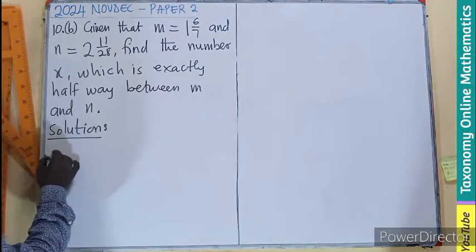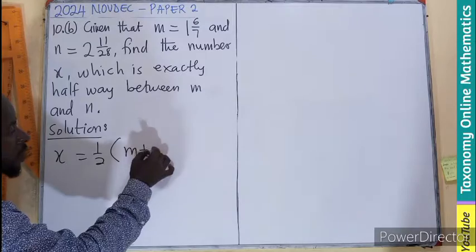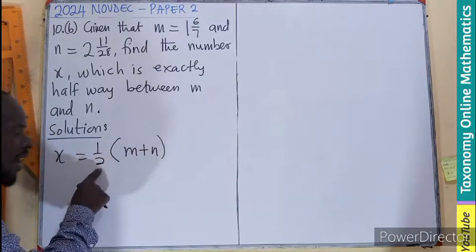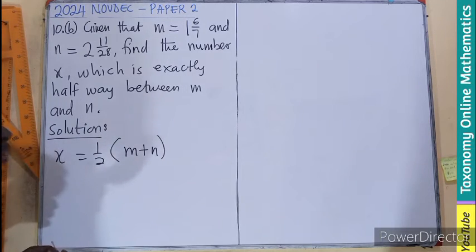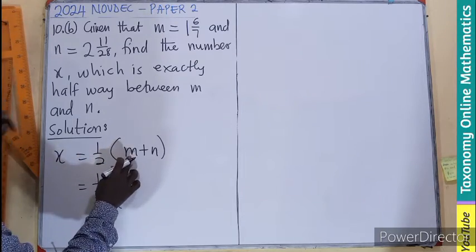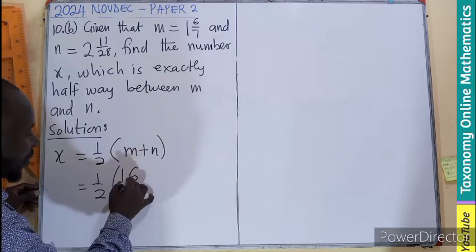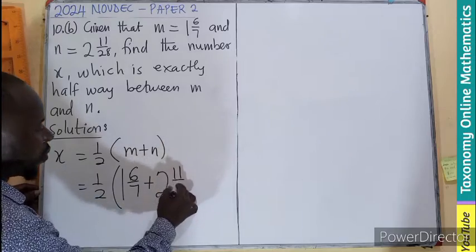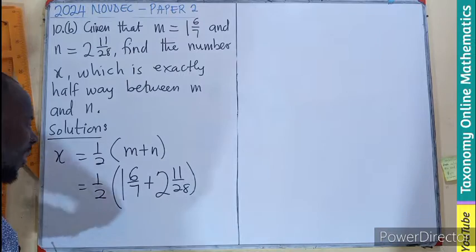Or I can say that x is equal to halfway of m plus n. Halfway of that, if I add the two divided by 2, will give me the same as half times their sum. So this will just be half of m, which is, let me repeat, the one whole number 6 on 7 plus two whole number 11 on 28. Let's see how we can expand that.